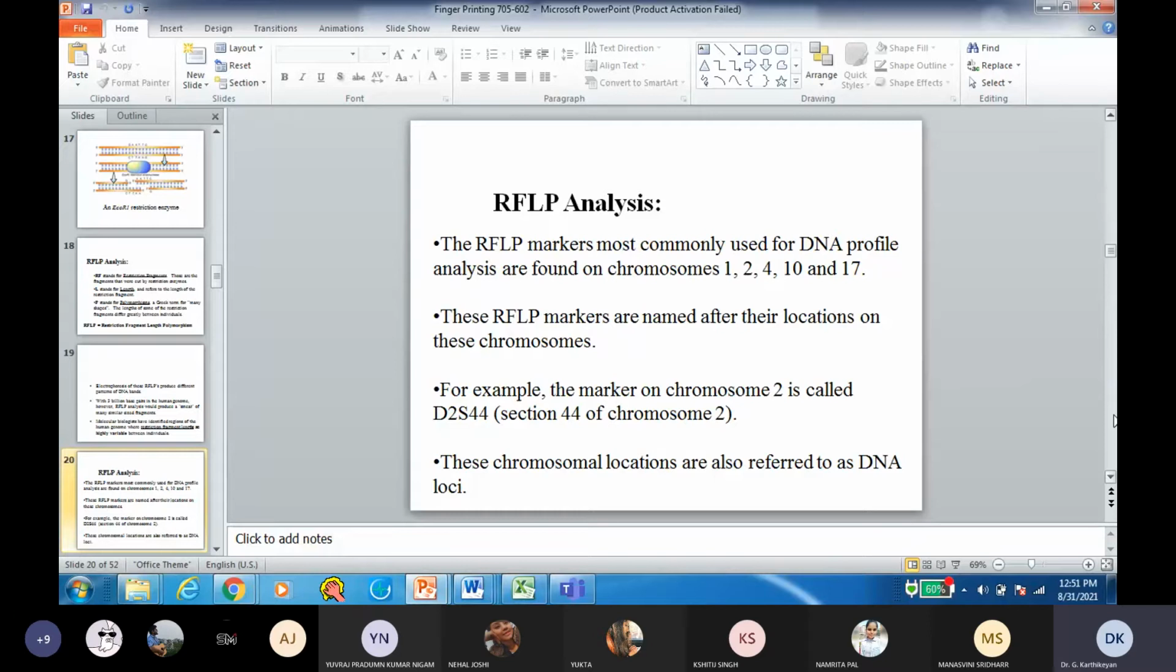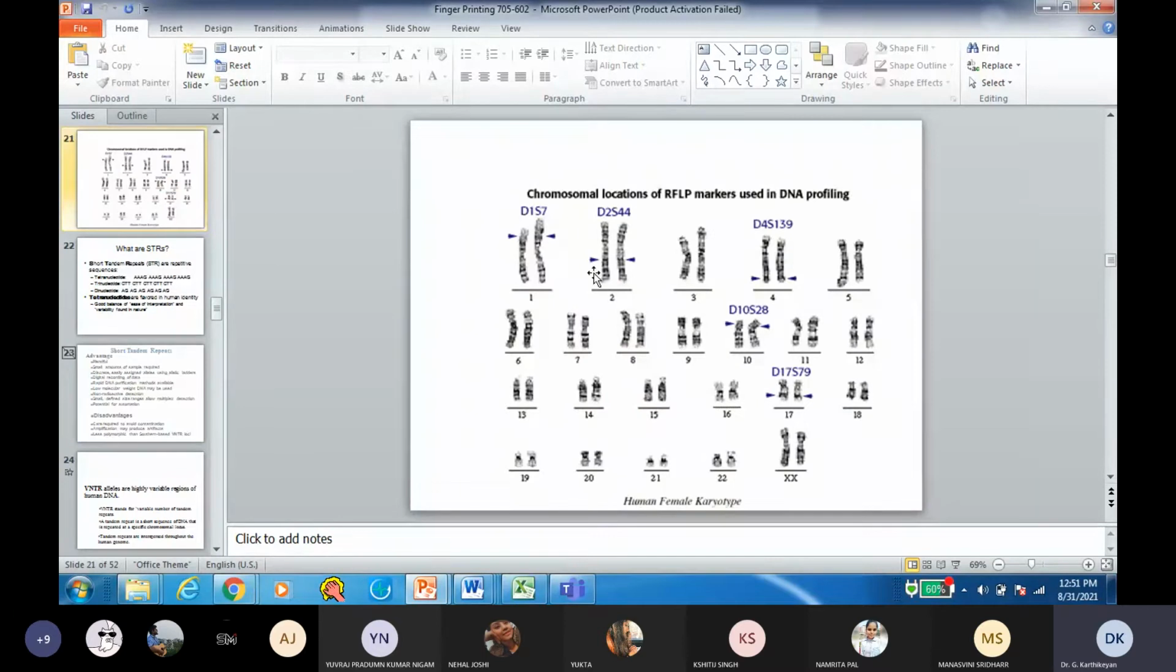These RFLP markers are named after their location on the chromosome. For example, the marker on chromosome 2 is called D2S44, which means section 44 of chromosome 2. These chromosomal locations are also called DNA loci. D2S44 is a marker that people use for diagnostics. D1S7 means it is found on chromosome 1, section 7. D4S139 means it is found on the 4th chromosome, section 139. D10S28 means it is found on chromosome 10, the 28th section. D17S79 means it is found on chromosome 17, section 79. This is something that is now routinely used.